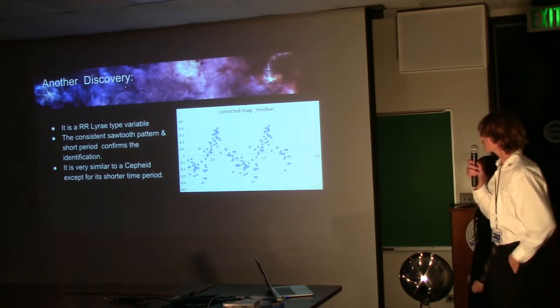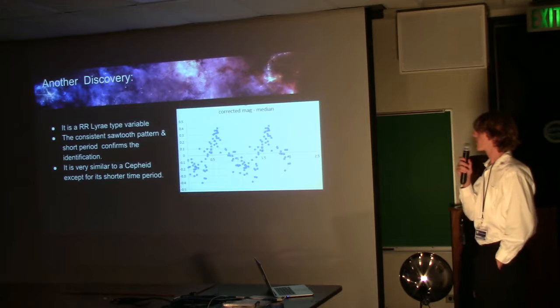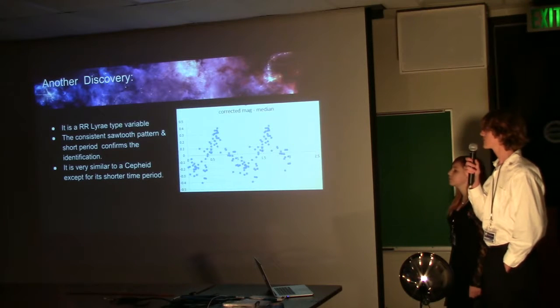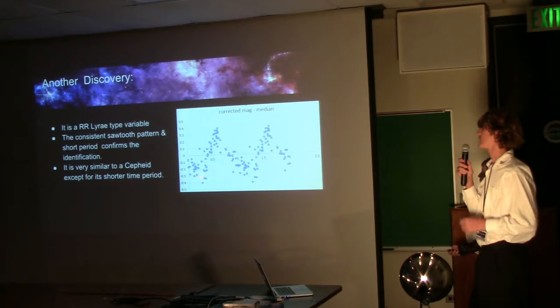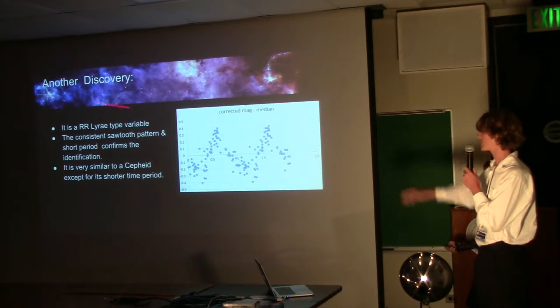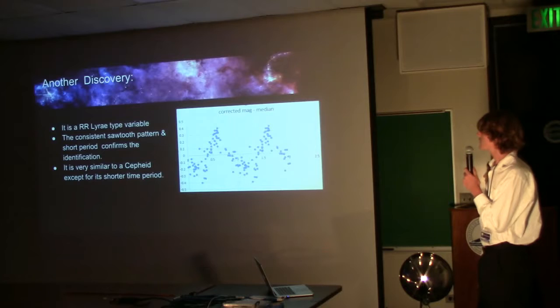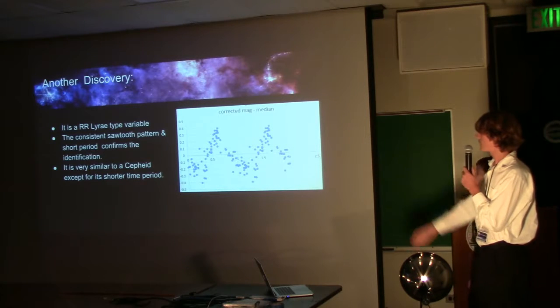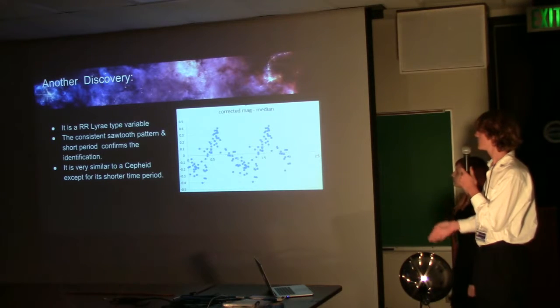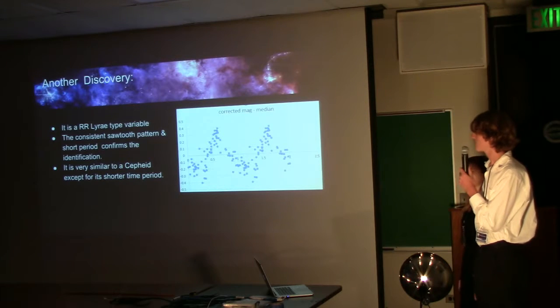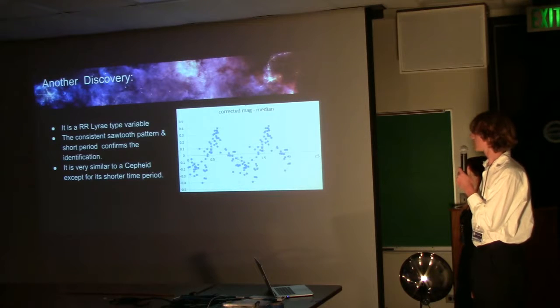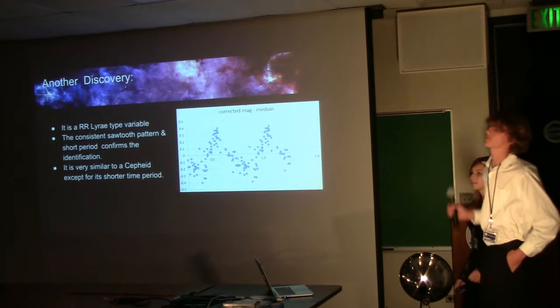And so we also discovered an RR Lyrae type variable, and this is similar to a Cepheid, but it is a lot dimmer because it varies much faster. So the sawtooth pattern is what you would normally see in an RR Lyrae type variable. Yeah, I guess that's all I have to say about that. Thank you.